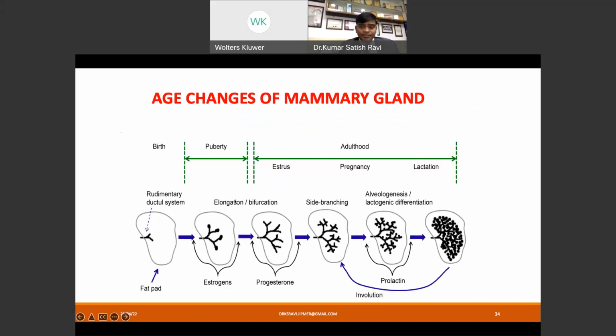Now, if you see over here, these are the age changes of the breast. This is during birth, you can appreciate. This is during puberty. You can see that with the help of the estrogens, there will be elongation and bifurcation. There will be further branching. There will be side branching during adulthood, and alveologenesis and lactogenic differentiation will be there. So these are the different ages, and accordingly there will be changes of the mammary gland.